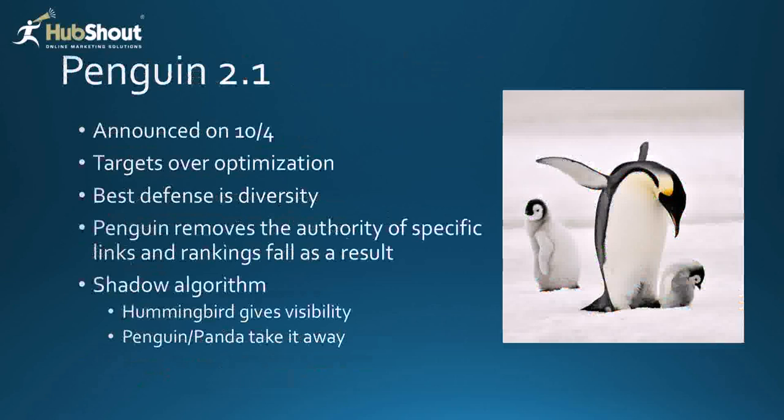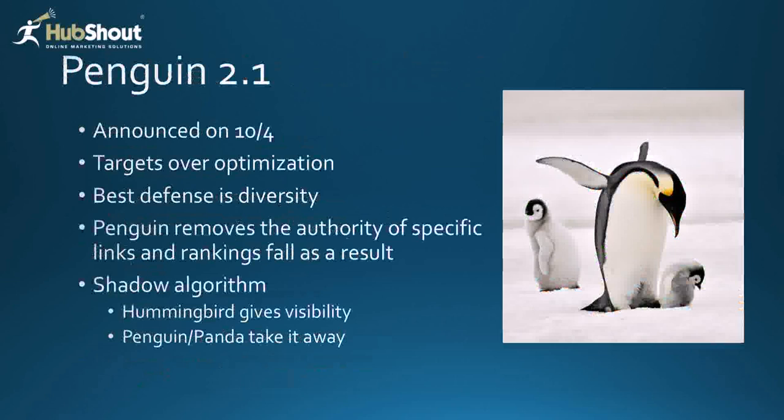Okay, well, we couldn't have a webinar today without at least getting a slide or two on Penguin 2.1, because this did roll out on Friday on 10/4. It was announced late in the evening. And basically, again, you have to sort of think about these different names, these different birds Google has, right? We've got Hummingbird, we've got Penguin, and then I guess we have Panda. But with Penguin, Penguin's all about targeting over-optimization.